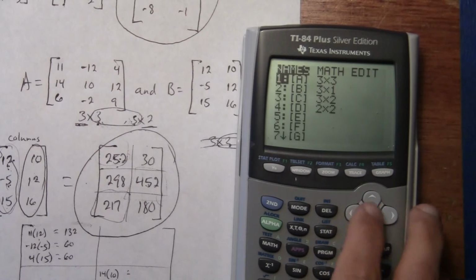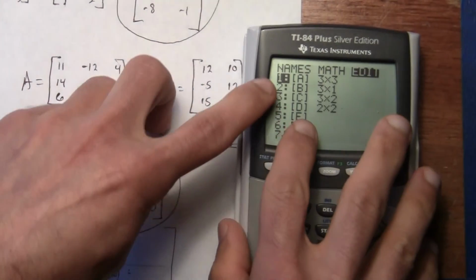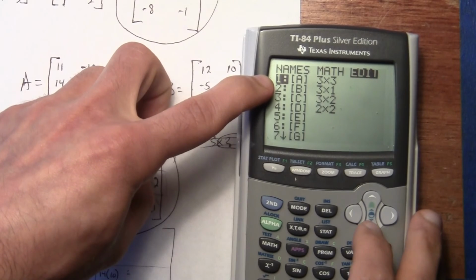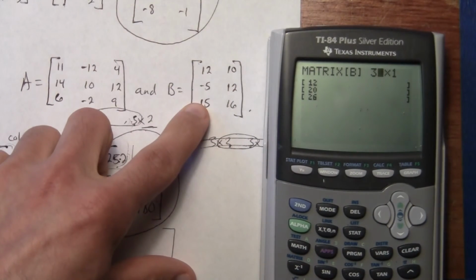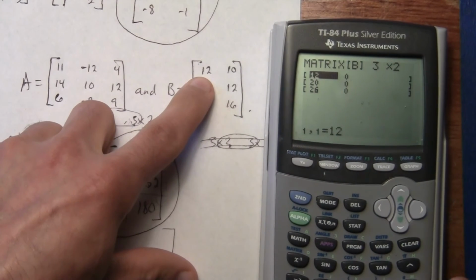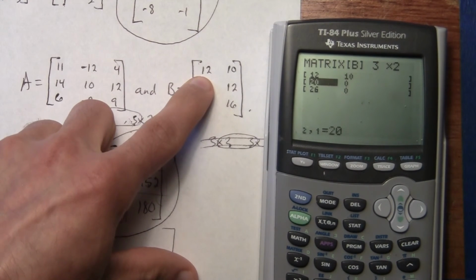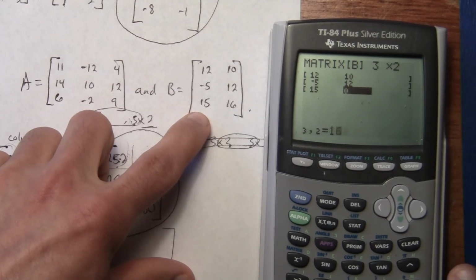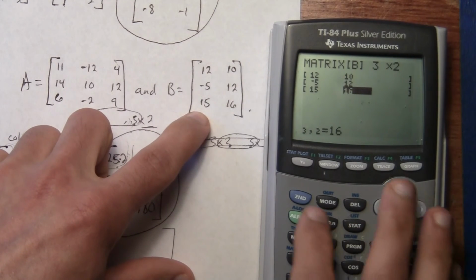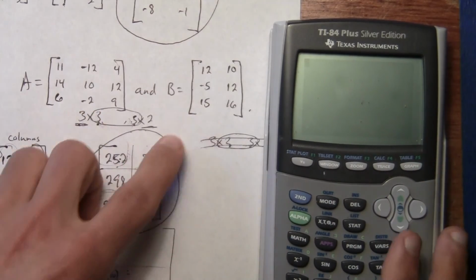So second, x to the negative first, go over to edit. Make sure that you don't pick A again. You need to keep that stored. I'm going to go down to B, hit enter. This one is a 3 by 2, so 3 enter, 2 enter, and then 12 enter, 10 enter, negative 5, 12, 15, 16. And once I get that all entered, hit second mode or quit again.